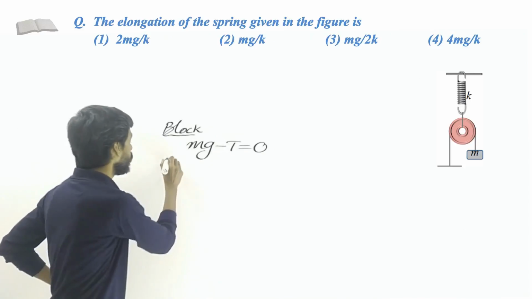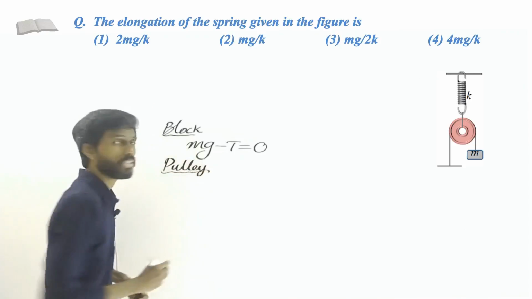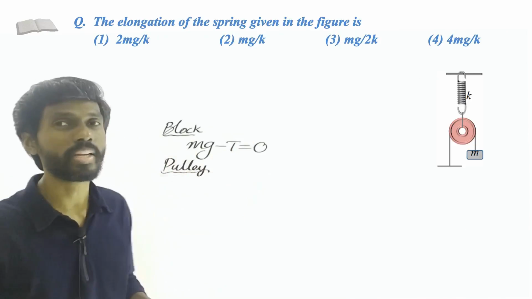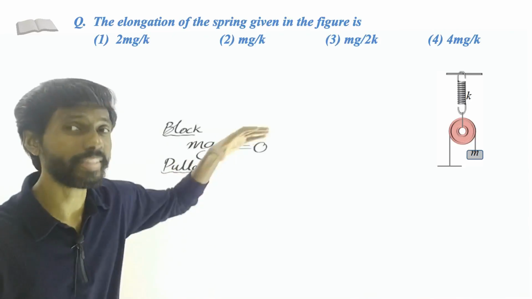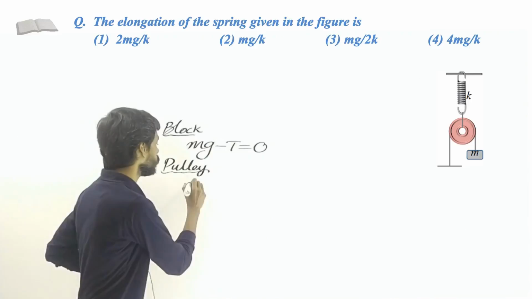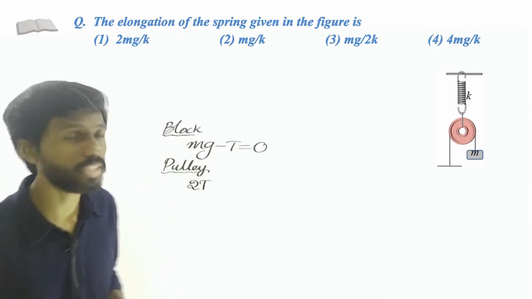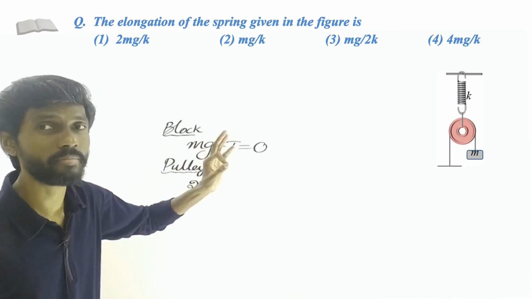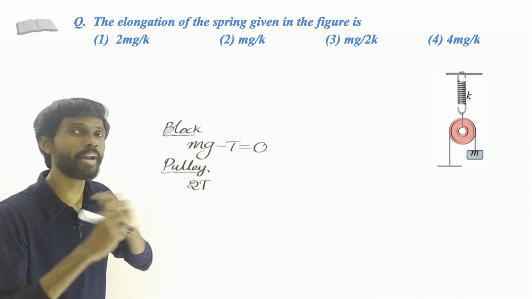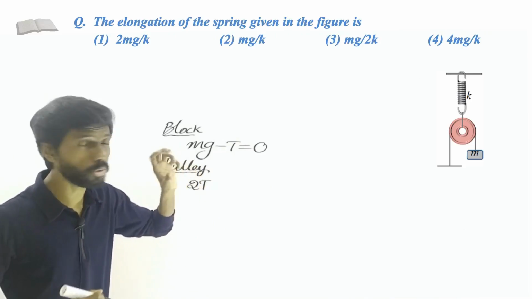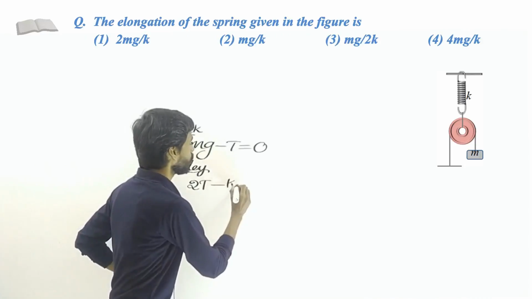Okay, now for the pulley. What are the forces acting on the pulley? See, the tension force, these two sides of the string, T plus T, 2T is the total force acting on the pulley in the downward direction. And in the upward direction we have the force due to the spring, right? Suppose the extension is x and k is given. So k multiplied by x is the total force due to the spring in the upward direction. That means minus kx. So this is the total force.